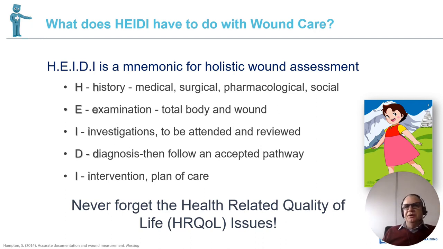To get that proper diagnosis, which will give us the pathway to care, which will tell us which type of guidelines we are going to look at, and obviously those guidelines need to be then reverted to the intervention or plan of care. Please never forget health-related quality of life issues on the patients. Look at the pain, look at how the wound is affecting the patients and how we can make them better, not just by healing the wound, but also by healing them as a person.